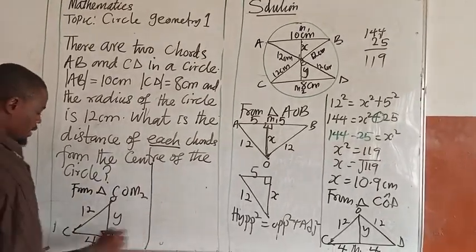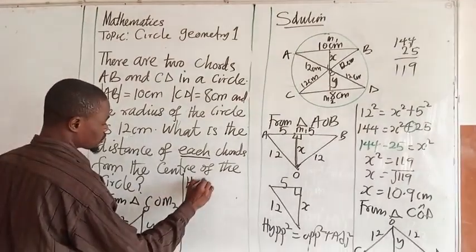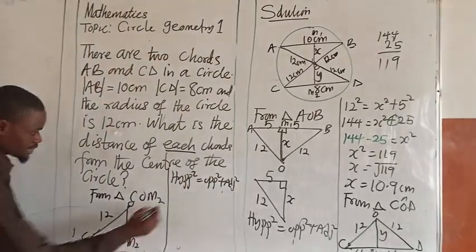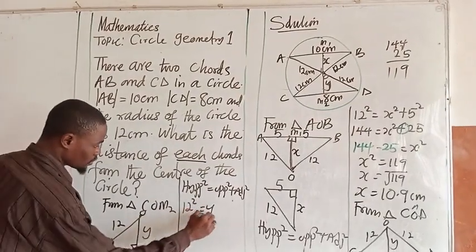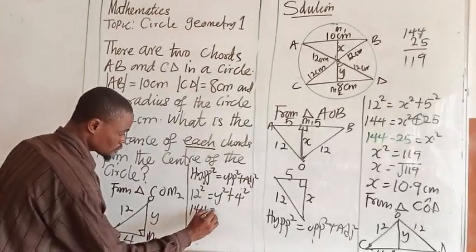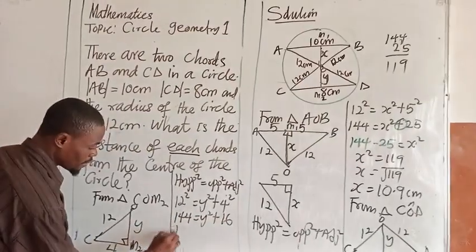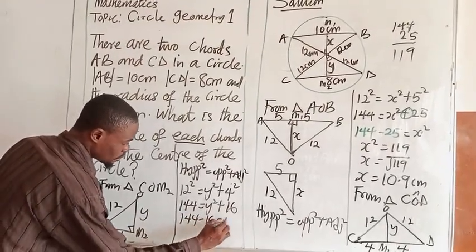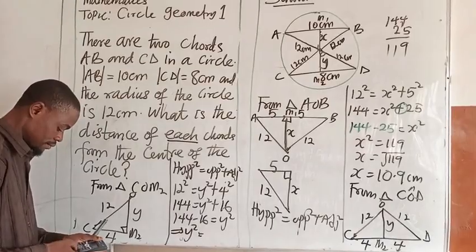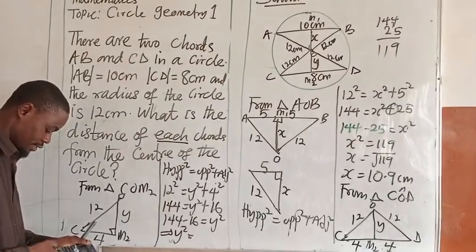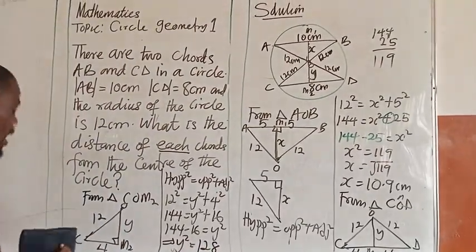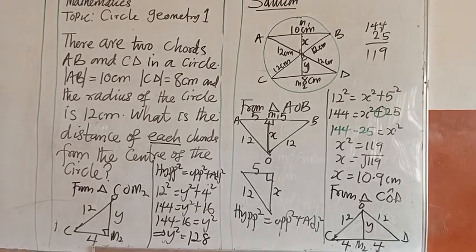So we use Pythagoras theorem. The hypotenuse squared is equal to the opposite squared plus the adjacent squared. The hypotenuse here is 12 squared, so it equals Y squared plus 4 squared. 12 times 12 is 144, equal to Y squared plus 4 times 4, which is 16. We have 144 minus 16 is equal to Y squared, which implies Y squared is equal to 128. The next thing is to take the square root of both sides so that we can have our Y.